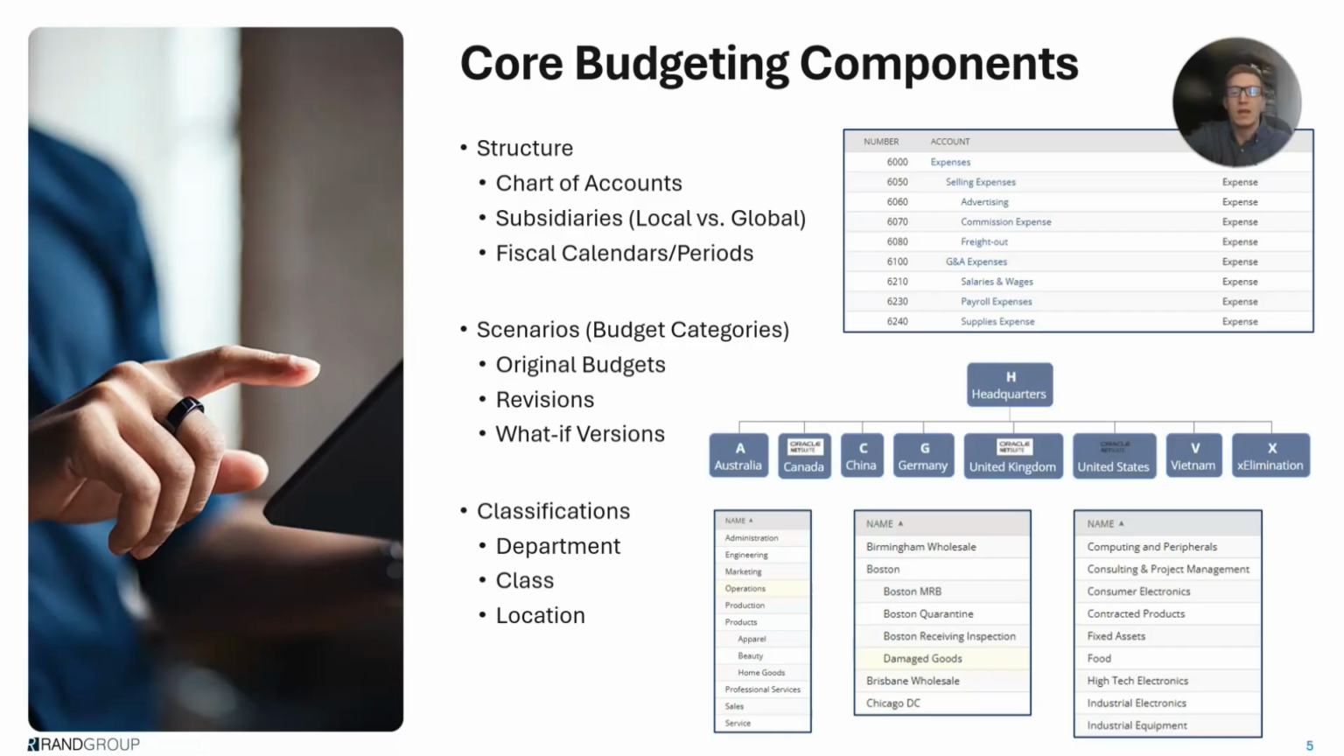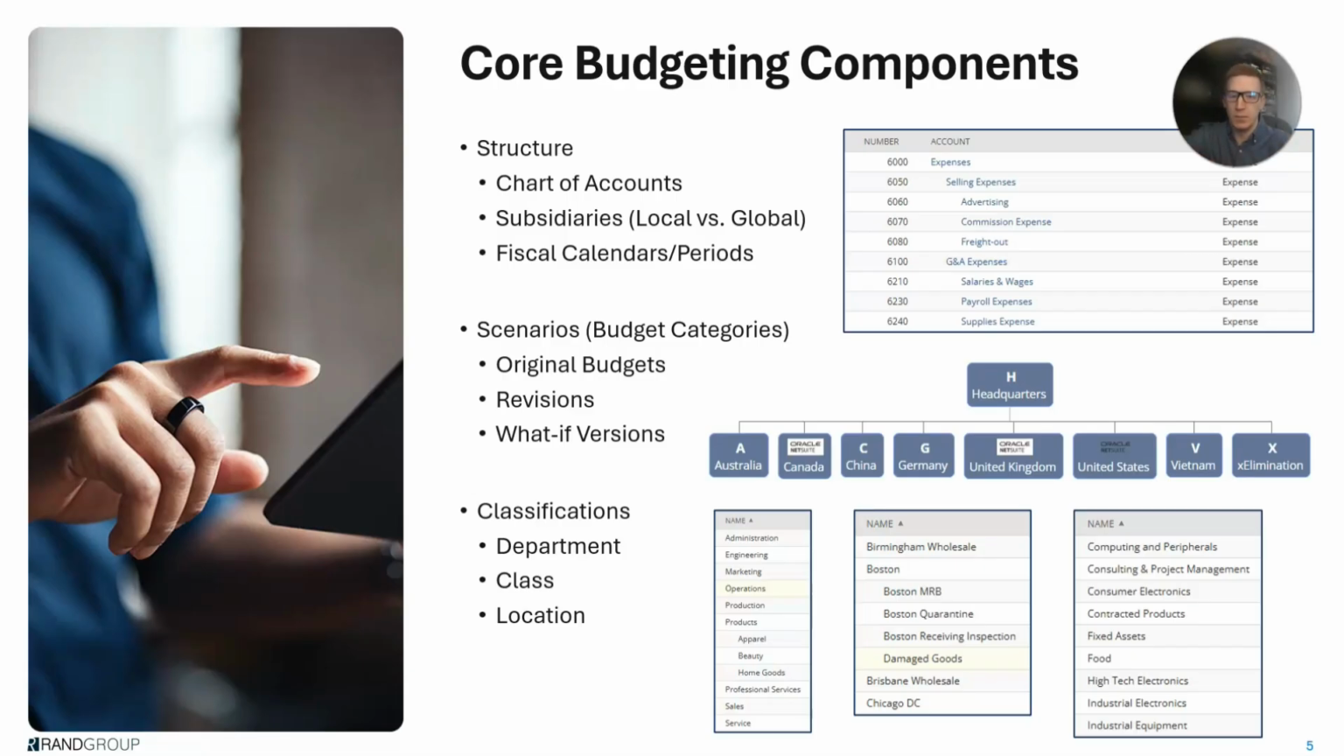Number 4, a core budgeting component already mentioned is the fact that you can have multiple budgets or scenarios. These are called budget categories. Number 5, classifications. Your setup, your structure, for departments, classes, and locations, drive what you can budget by.